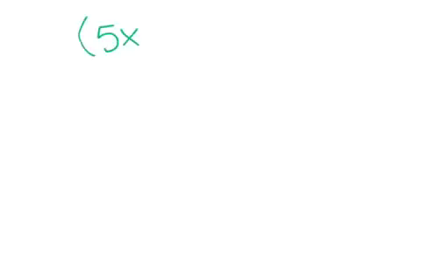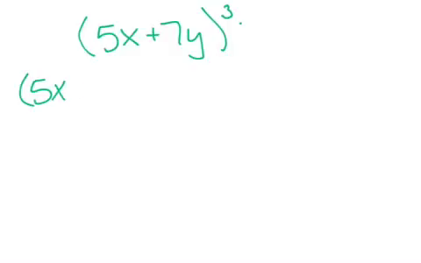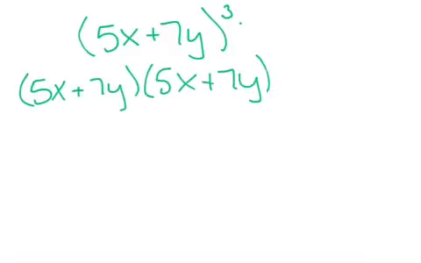So we are doing 5x plus 7y quantity cubed. Now you have to remember, when it's quantity cubed, quantity squared, that means whatever's inside those parentheses times itself, whatever the exponent is, number of times. In this case, we're going to multiply 5x plus 7y times 5x plus 7y times 5x plus 7y. Now I can use the formula up there for a cube of binomials. Okay, I'm going to do this the long way for those of you that would prefer it that way.